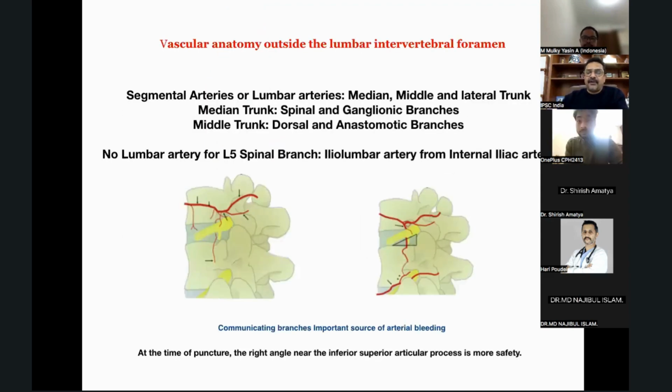Now these are important for us. These may, although rare, become a source of bleeder, which at times is difficult to manage also. So these are the segmental arteries or the lumbar arteries.